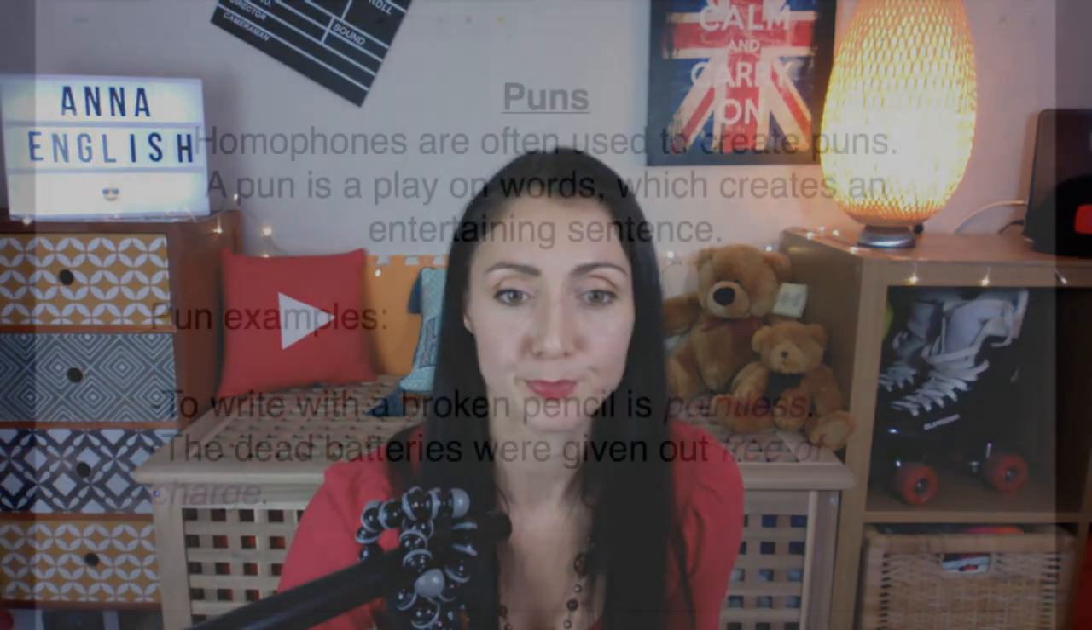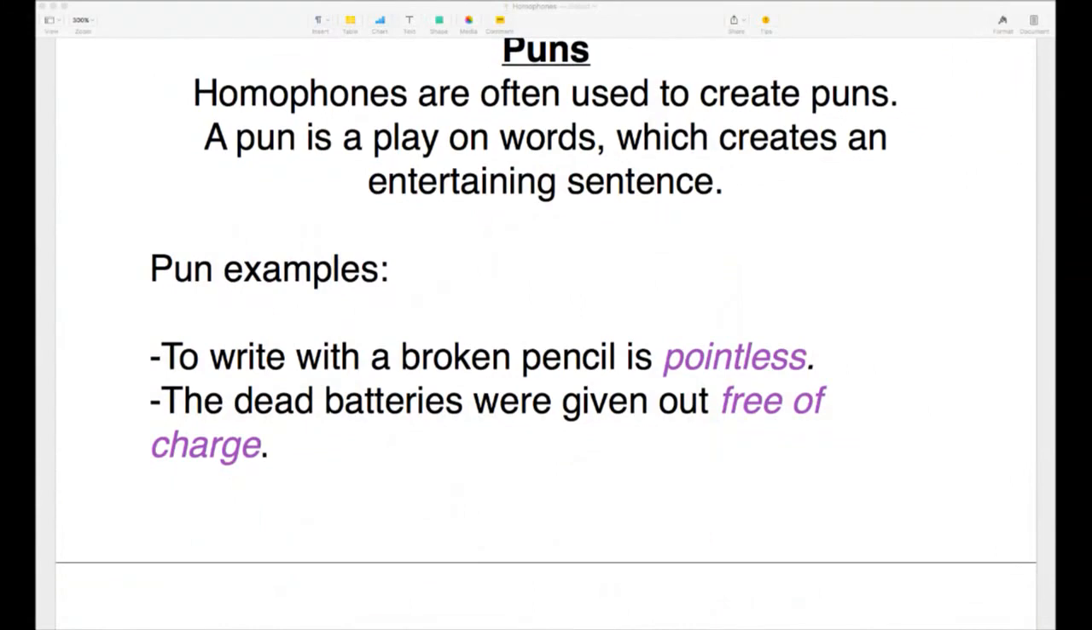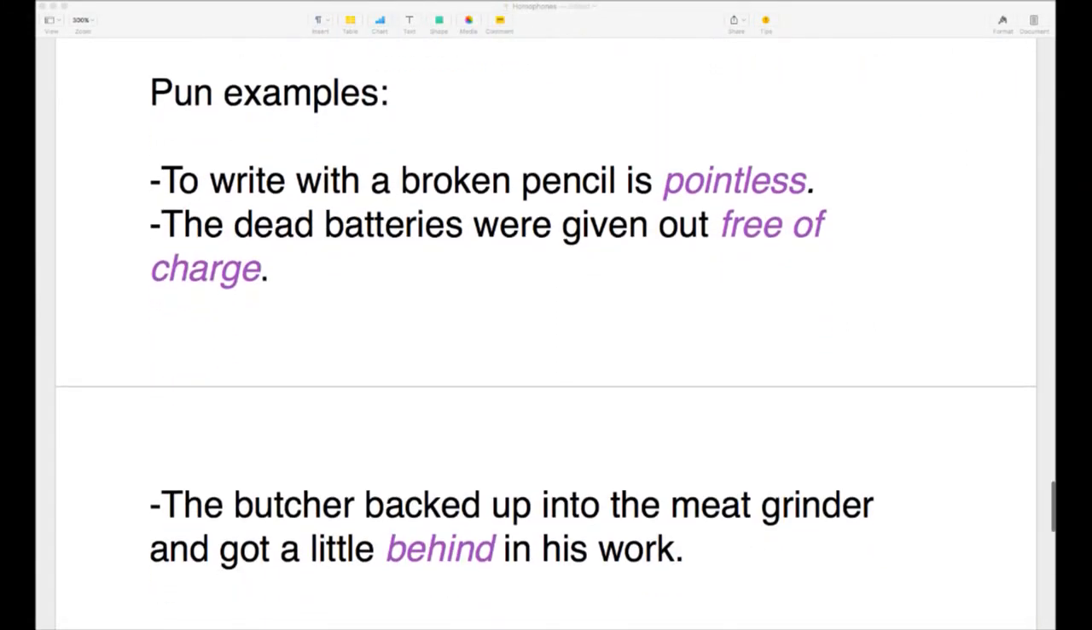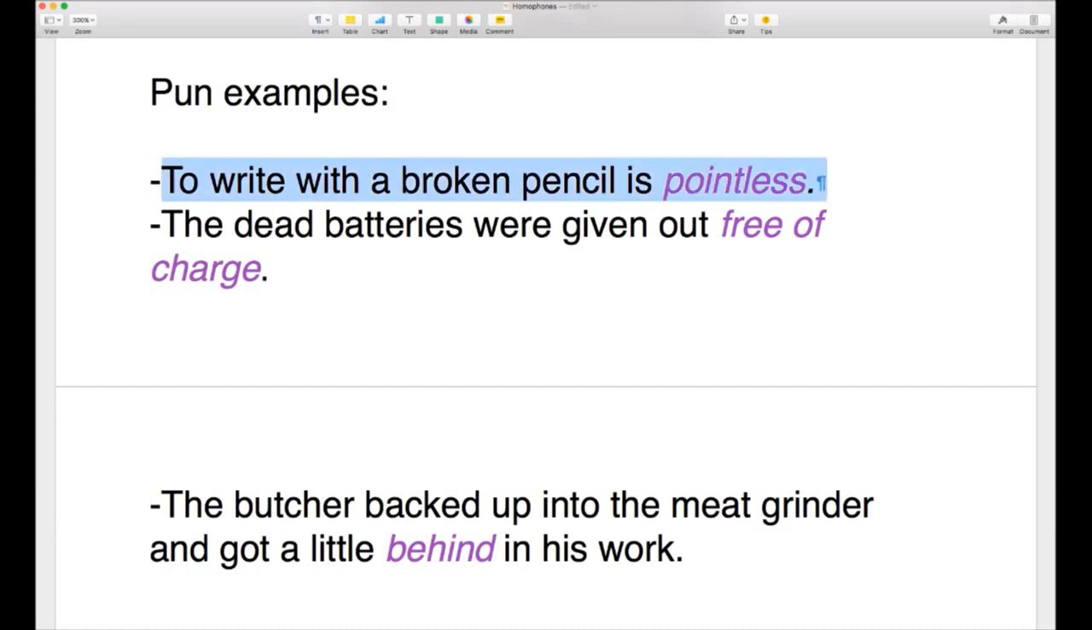So I've done some examples for you to give you an idea of what a pun actually is, because it's hard to explain. So here are some examples. So a pun example. Here is one sentence that is a pun. It says, to write with a broken pencil is pointless. To write with a broken pencil is pointless.